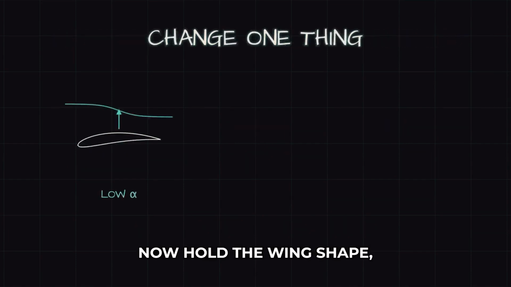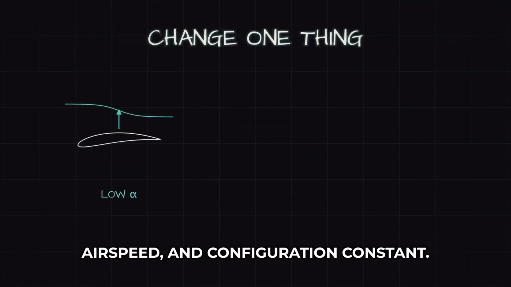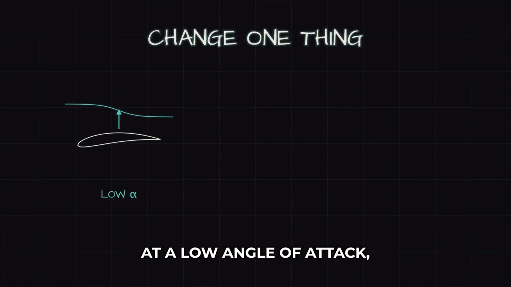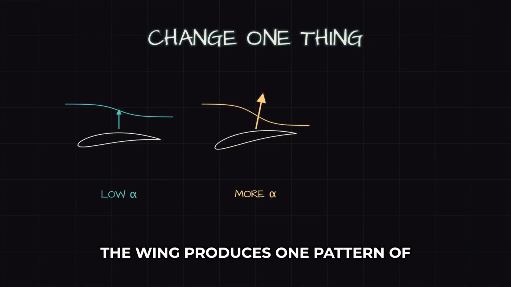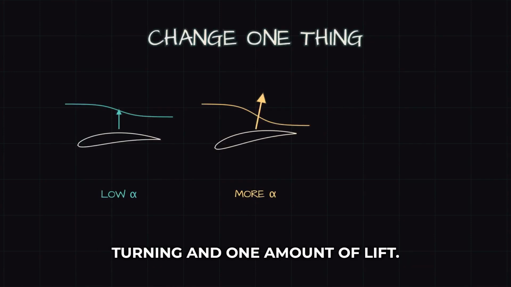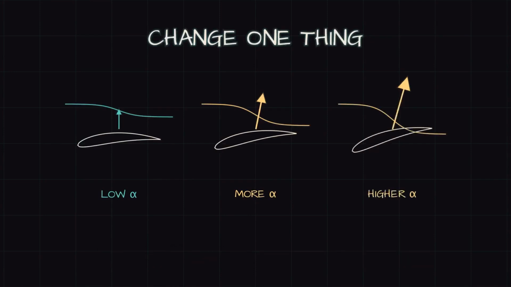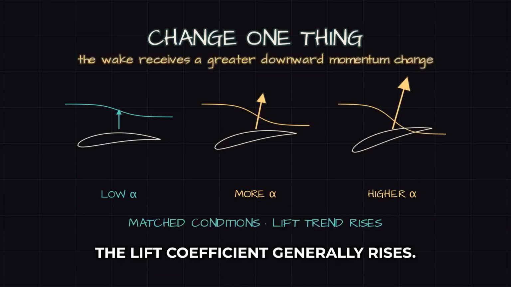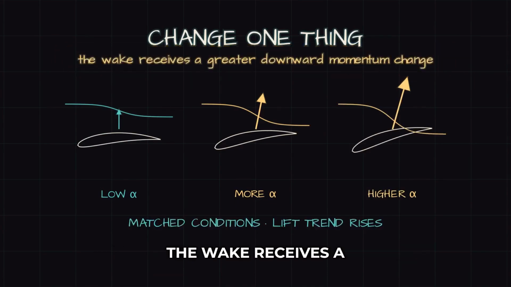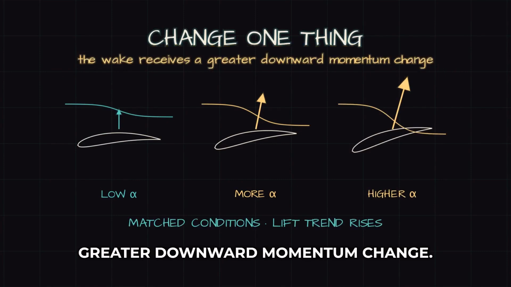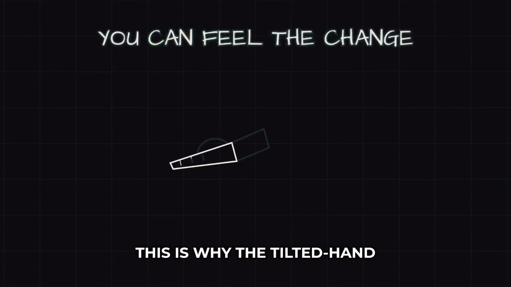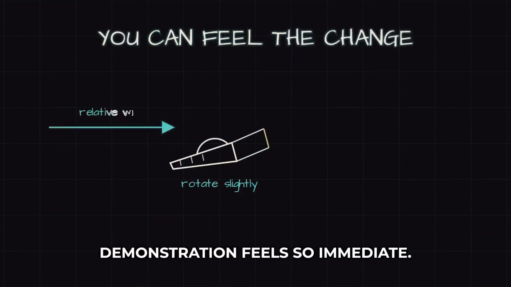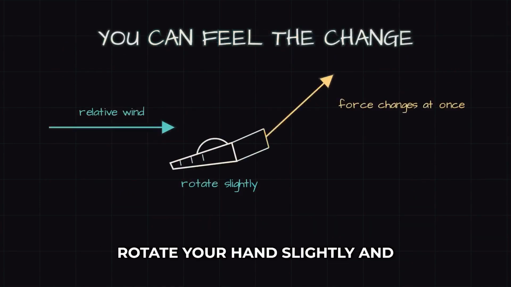Now hold the wing shape, airspeed, and configuration constant. At a low angle of attack, the wing produces one pattern of turning and one amount of lift. Increase the angle while remaining below the critical angle, and the surrounding flow is changed more strongly. The lift coefficient generally rises. The wake receives a greater downward momentum change. This is why the tilted hand demonstration feels so immediate. Rotate your hand slightly, and the force changes at once.